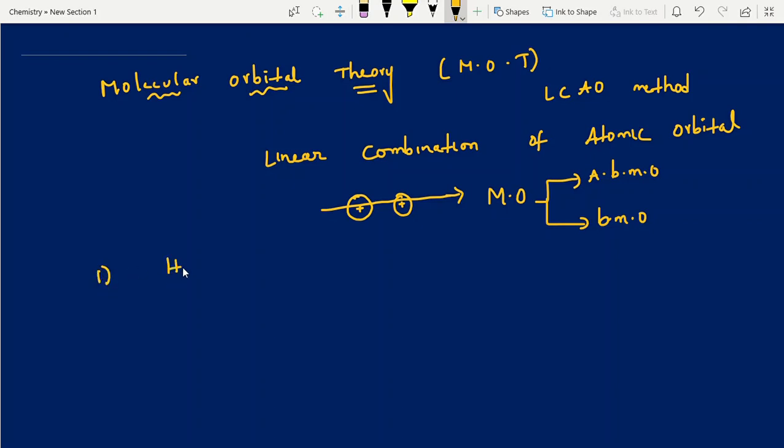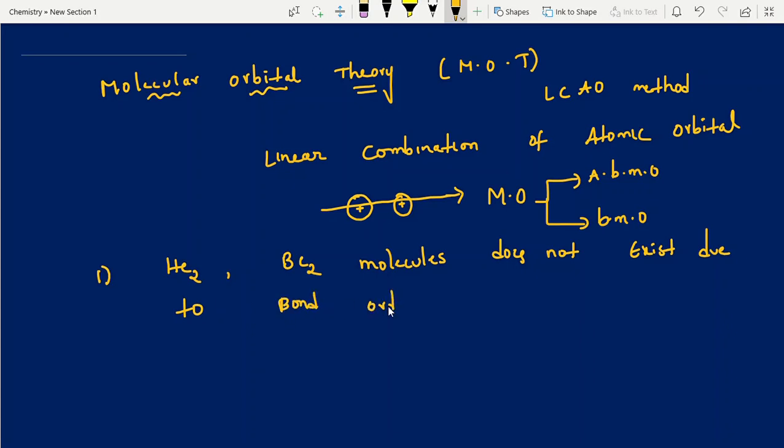The question they ask from MO theory: He2 molecule, Be2 molecule does not exist. He2, Be2 molecules do not exist. What is the reason they do not exist? Due to bond order being 0. So according to MO theory, we are giving three conclusions, students.